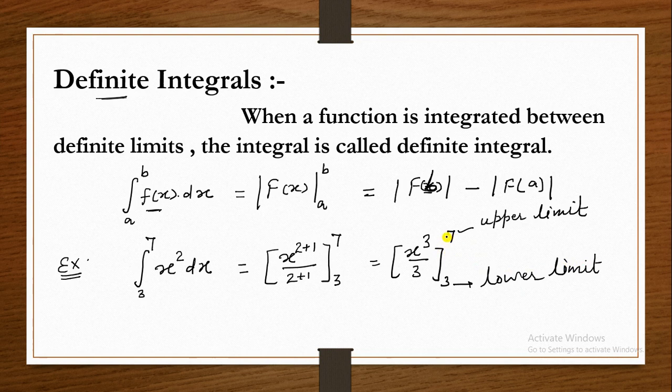We put the value of the upper limit where the function is, with respect to which we integrate. So x is the function which is integrated. So for the value of x, first write the upper limit, 7 cube upon 3, minus the lower limit, 3 cube upon 3. You can solve the numerical value. Next example.